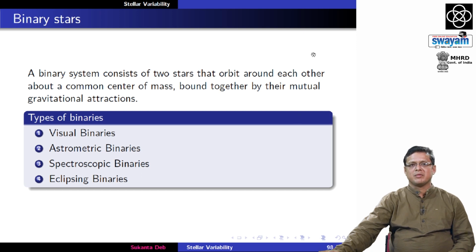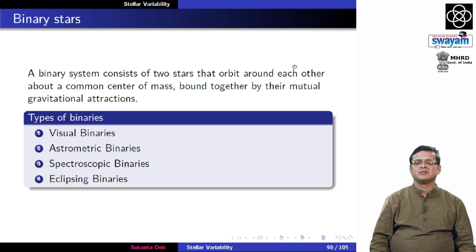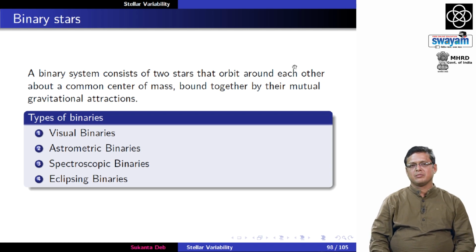Now, we will discuss binary stars. Binary stars are mainly a class of extrinsic variables. A binary star contains two stars that orbit around each other about a common center of mass, bound together by their mutual gravitational attraction. Binaries are classified into 4 classes: visual binaries, astrometric binaries, spectroscopic binaries, and eclipsing binaries.